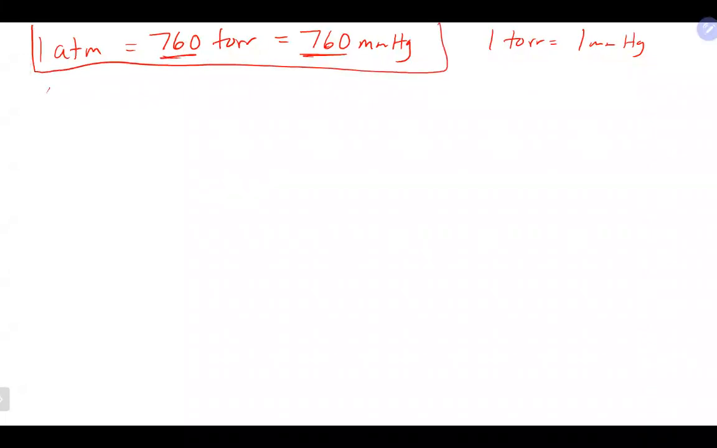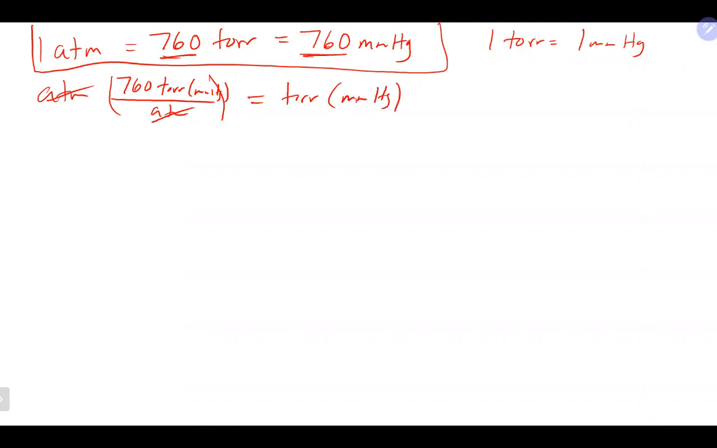And again, if you have atmospheres and you want torr or millimeters of mercury, you would multiply by the 760. The atmospheres would cancel, giving you torr or millimeters of mercury. If you have torr or millimeters of mercury and you wanted atmospheres, you would divide by the 760 to do that correctly, and that will get you atmospheres.